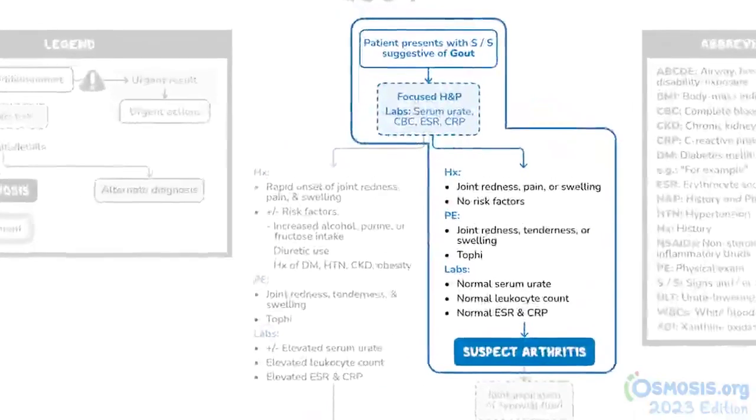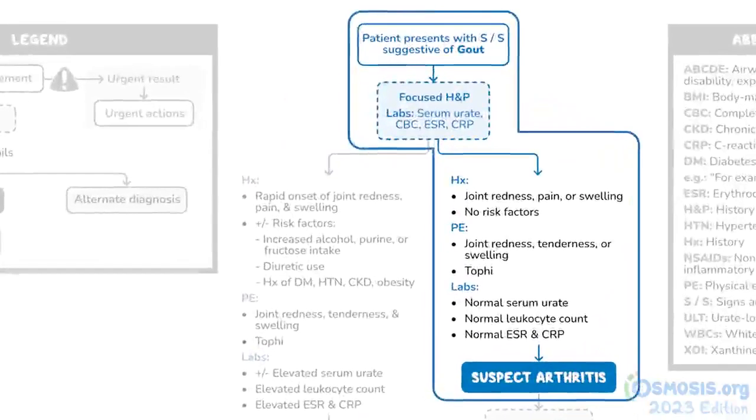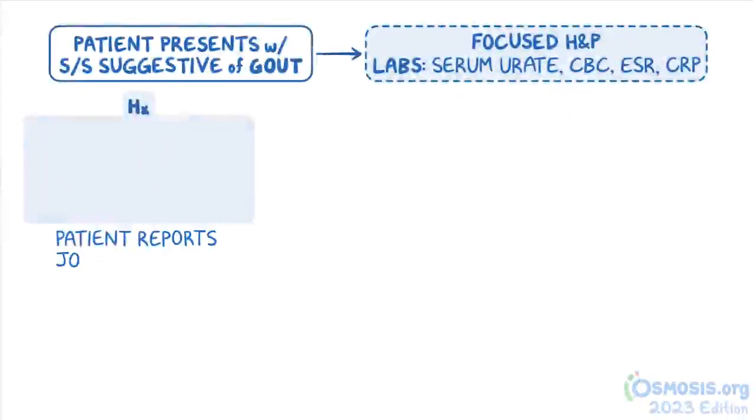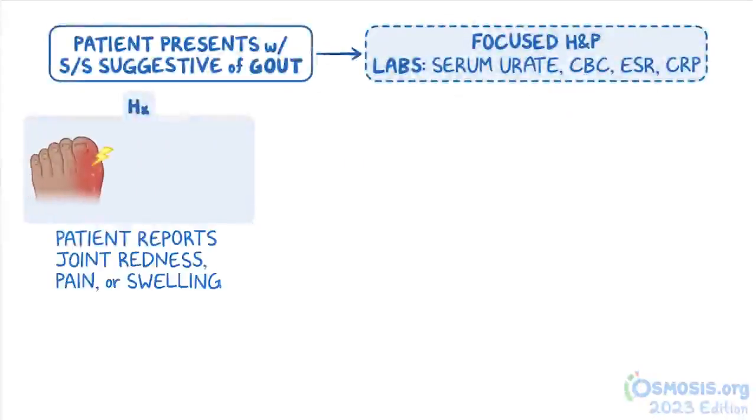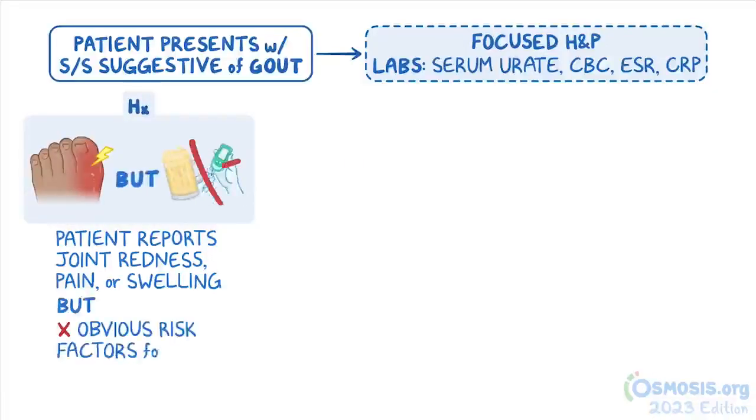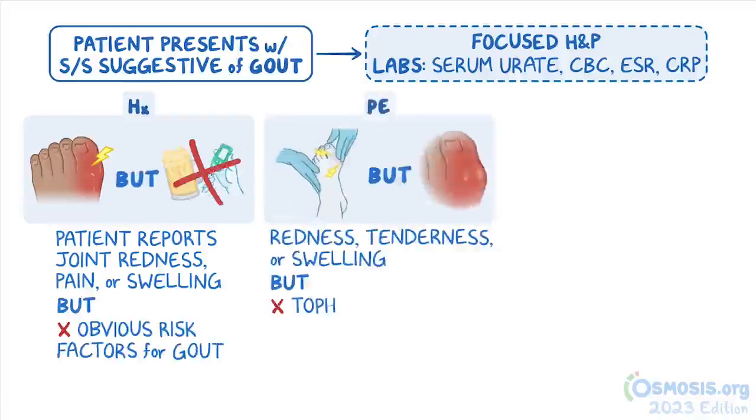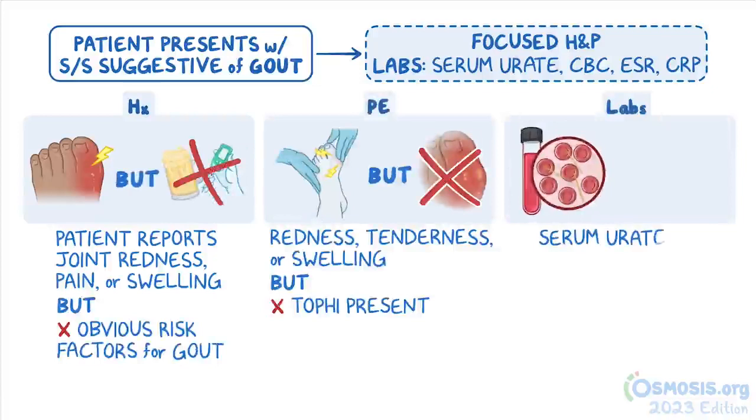Physical exam usually reveals redness, tenderness, and swelling in the involved joints, most often in the first metatarsophalangeal joint. You may also see subcutaneous nodules or tophi on the joints and pads of the digits.